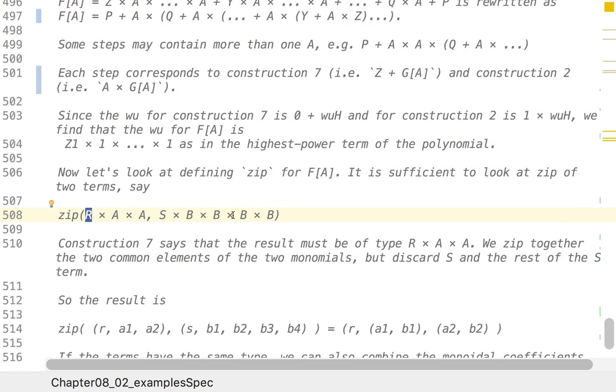And we need to discard, so we will go through these, and we will discard as many of these B's as we need to in order to have a pair for each A. So in other words, we'll discard B3 and B4 here, and we'll keep B1, B2.